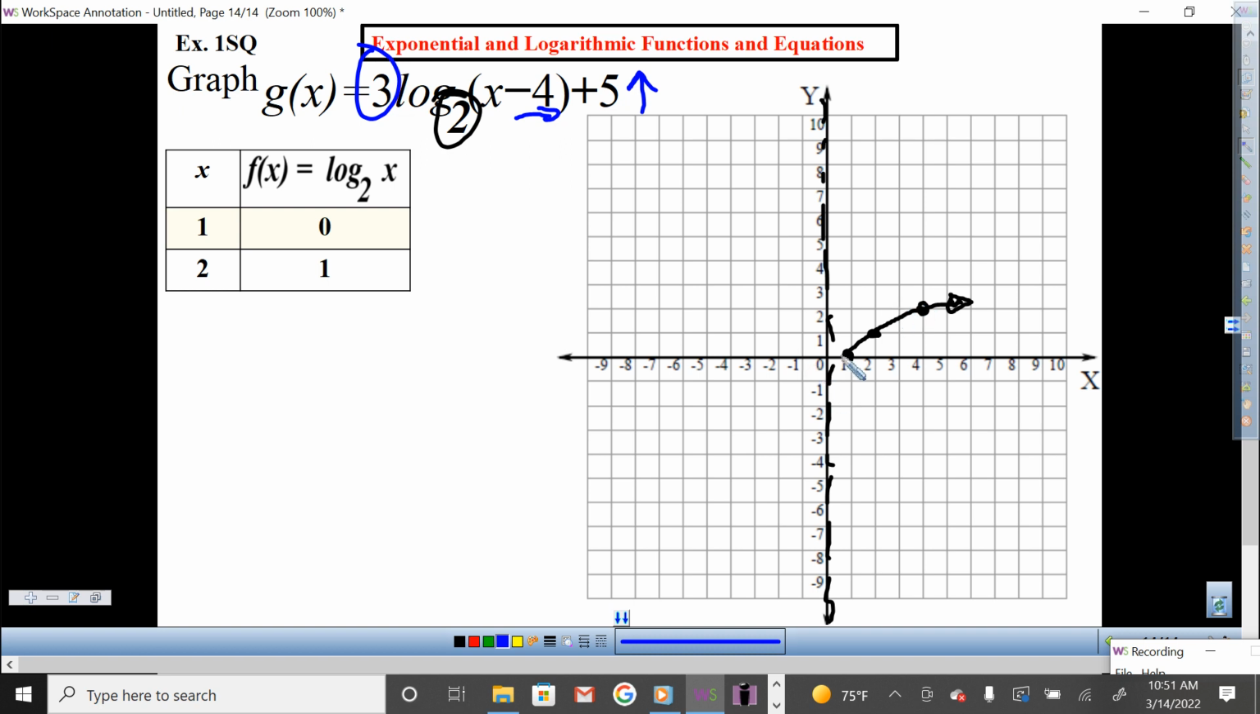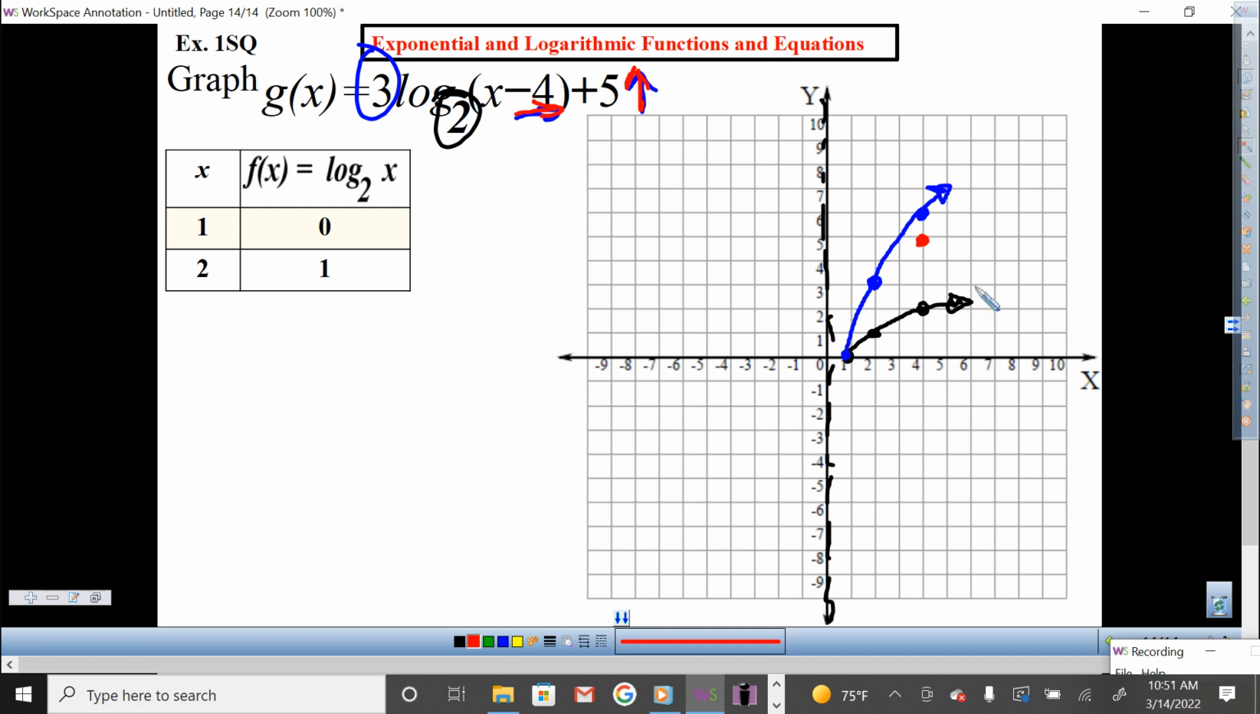So what is 3 times 0? 0. What is 3 times 1? 3. What is 3 times 2? 6. So at 4, instead of 2, it's going to be 6. And now I can move it in which direction? 4 to the right, and 5 up. 4, 5.